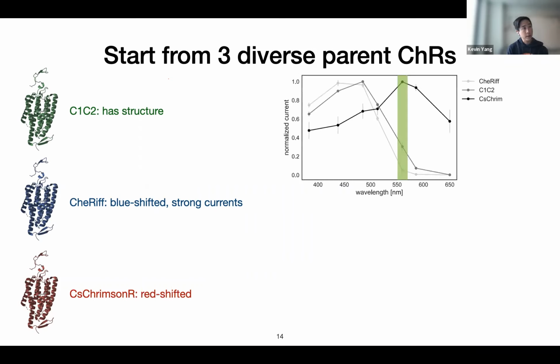What I mean by blue or red shifted: if we look at this plot, on the X we have the wavelength of light. On the Y we have the current normalized to the current at the strongest wavelength. You can see that CSChrimsonR has its peak around 560, whereas the other two, which are representative of most channelrhodopsins, have a peak around 490. Here is the max photocurrent, normalized by the strength of the light used to activate it. We're looking at max photocurrent around 1 nanoamp for all three of these parents. And these were characterized by other people not that long ago.